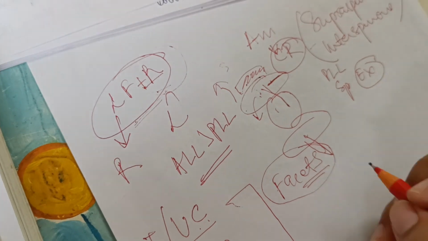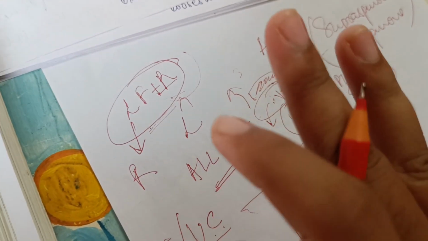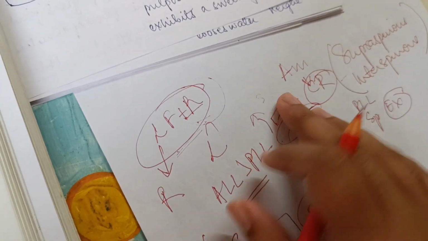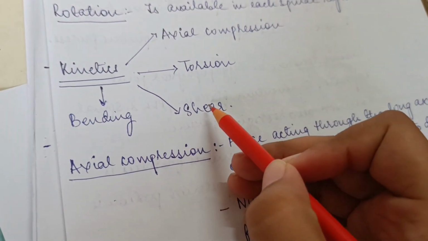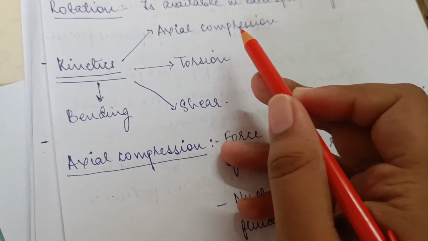Next, what we'll be seeing is kinetics. So what are the forces which occur in the vertebral column? The forces which occur in the vertebral column are bending, shear, torsion, and axial compression.